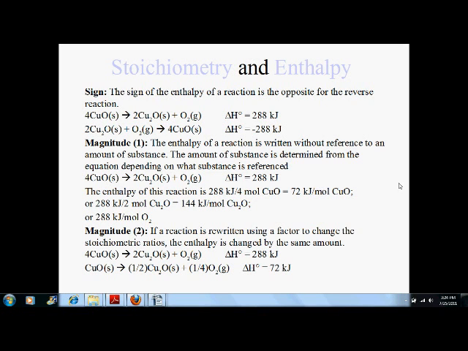When we do reactions that are either exothermic or endothermic, we can use a stoichiometric process to determine how much heat is absorbed or released in the process. Some concepts of working with this is that if we reverse a reaction, the sign on the enthalpy changes. So this first reaction, turning copper 2 oxide into copper 1 oxide, is endothermic with a positive delta H. If we reverse the reaction, take copper 1 oxide, turn it into copper 2 oxide, it's now exothermic with a negative delta H.